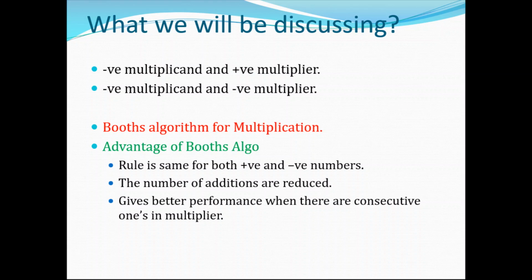You may ask, why should we minimize the number of additions? If you minimize the number of additions, you are not applying the load on the processor. So the processor load is reduced. This operation can be done at a faster rate, so this will actually help in increasing the speed of the processor.